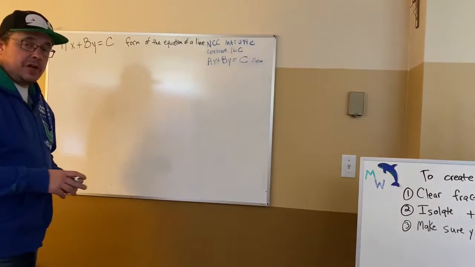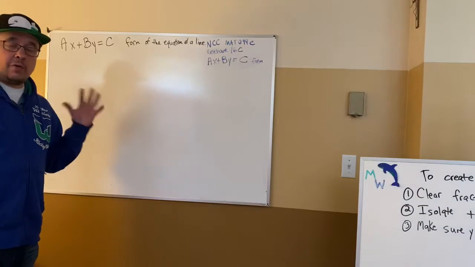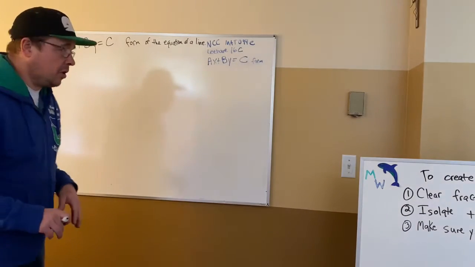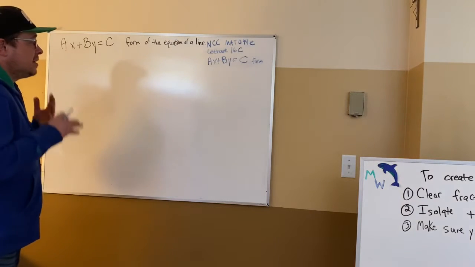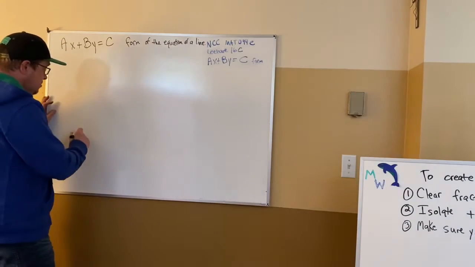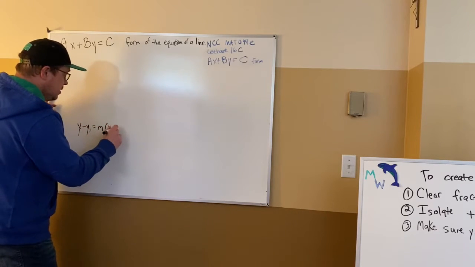So what I want to do is show you how to get this thing called Ax plus By equals C form of the equation of a line. And I want to tell you why, even though it's a short video, this is a very important part of what we work on. Connect Math is going to put you through something where they say, hey, why don't you just use this formula?